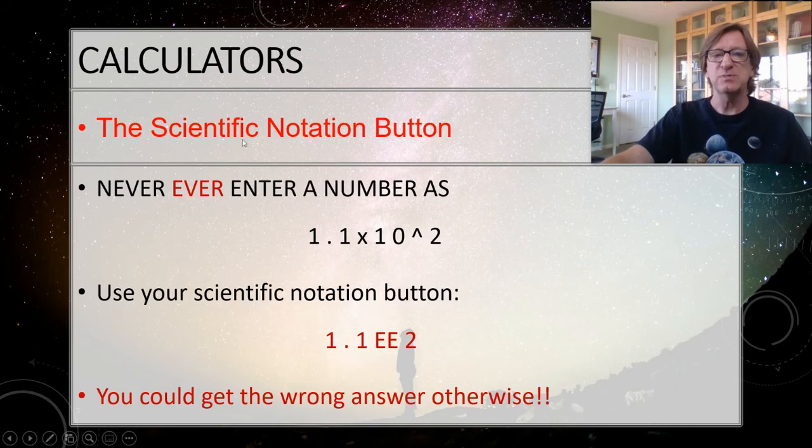Okay, so we talked about this with your scientific notation button. You'll never enter this in as 1.1 times 10 raised to the 2. Never, ever. Don't do that. You just put in 1.1, hit that EE, it might be EXP on your calculator, and then 2. You don't hit equals after it. Just treat it as a number, just like that.